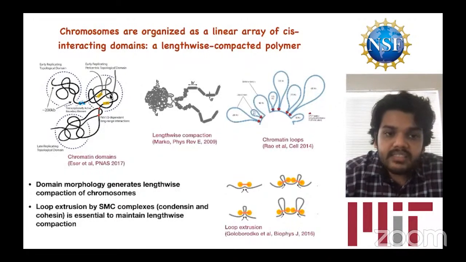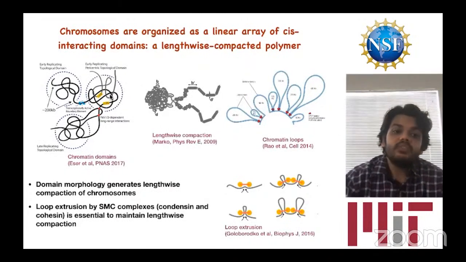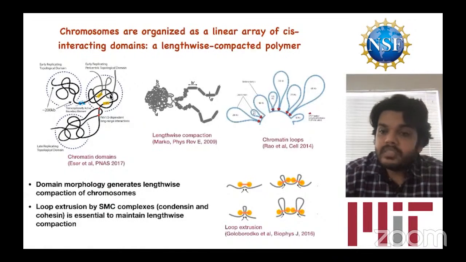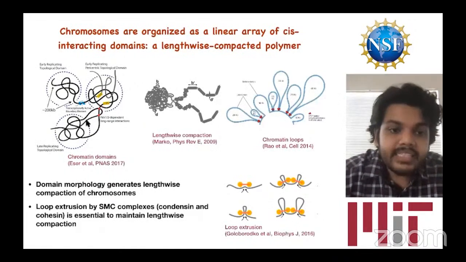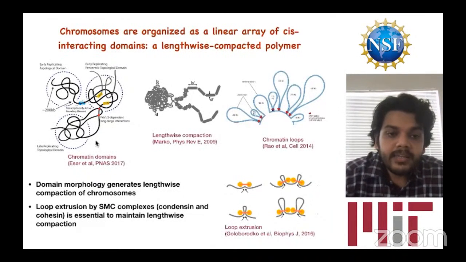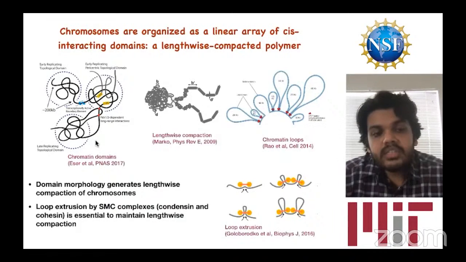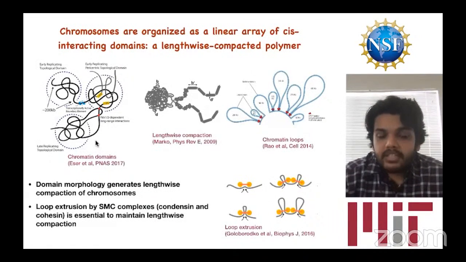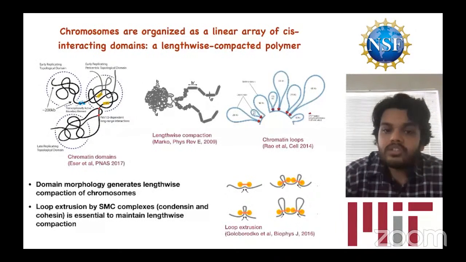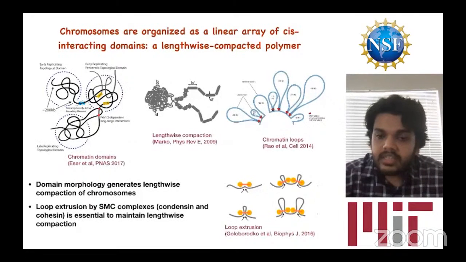So these are these cis-interacting domains, and genomic elements within these domains actually preferentially like to interact within themselves rather than with elements of other domains. And this leads to a significant degree of compaction in the genome, and this also leads to a better mitotic resolution. And this is what the lengthwise compaction scheme is, that you have this domain morphology that compacts along the contour.